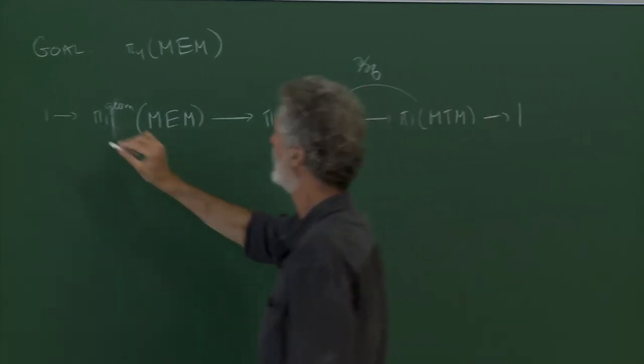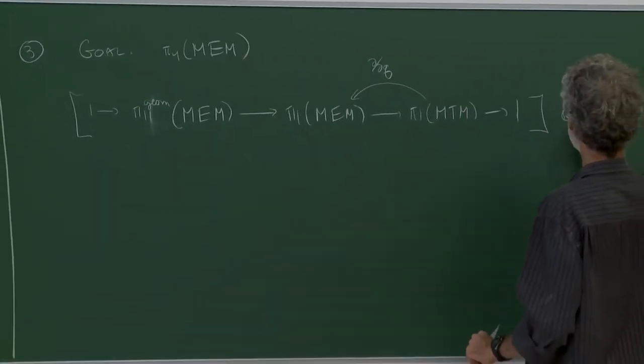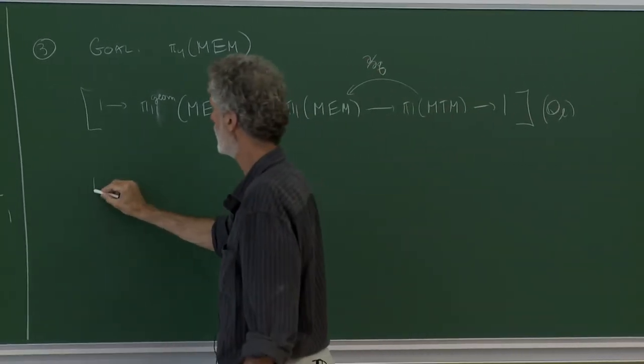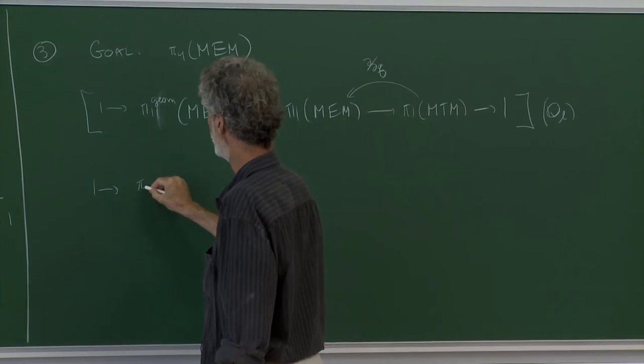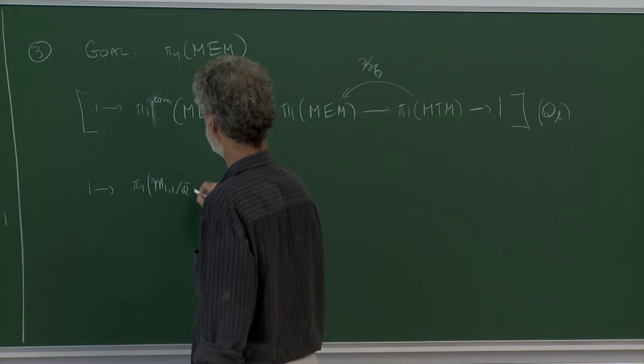Also, I'll be sloppy here just to save time. If I put Q_L here, just to give you an idea of what might be going on here, I could put pi_1 of M_{1,1} over, say, Q bar.